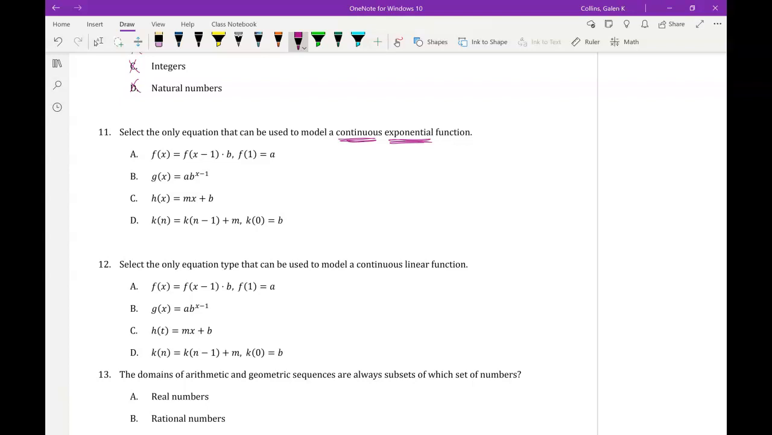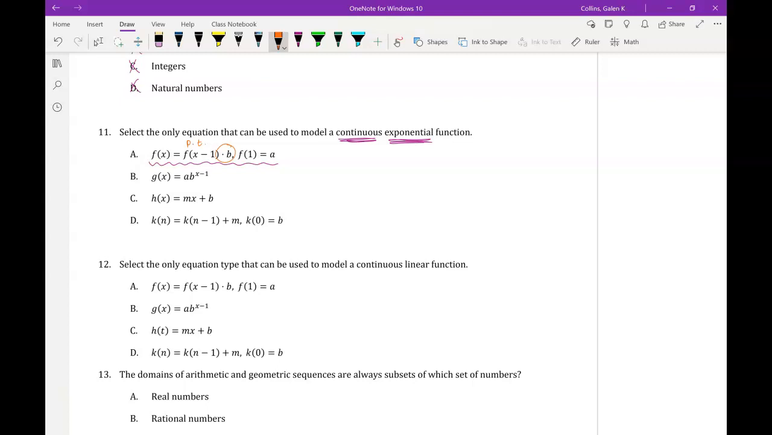Choice A is out for 2 reasons. I can tell from the way this is written that this is a recursive function, and a recursive function we would use for a discrete function. But I could also see that we are multiplying our previous term, I'm going to write PT for previous term, f of x minus 1, by some value b. And so if we're multiplying, actually I take that back, if we're multiplying this would be exponential, so never mind, this is only out for one reason.